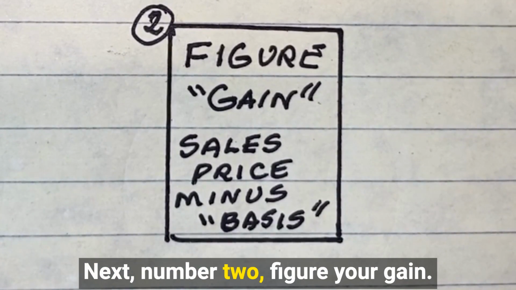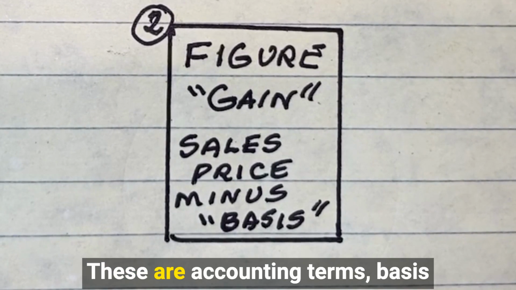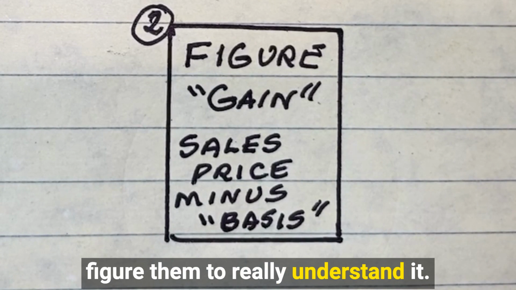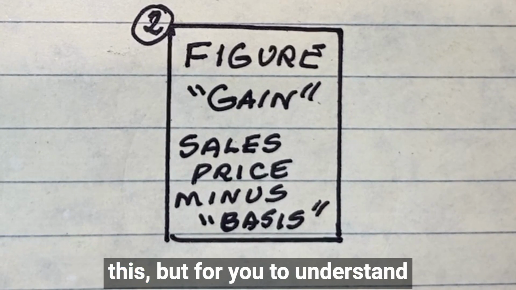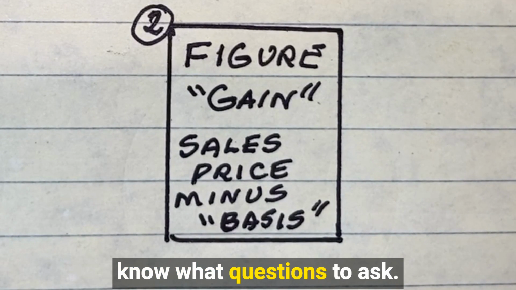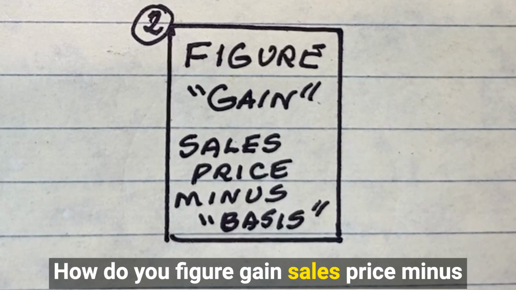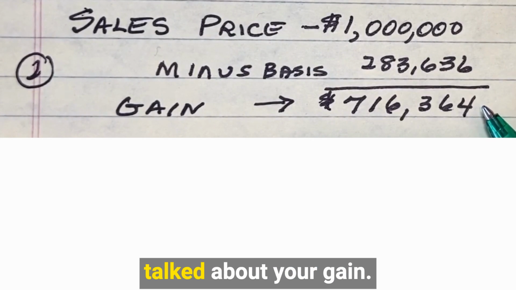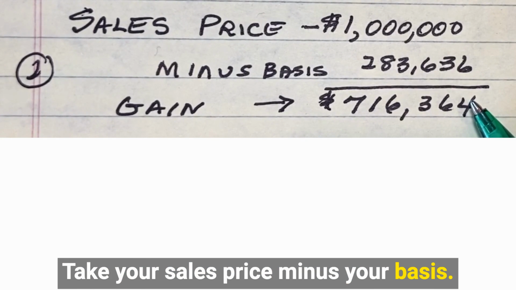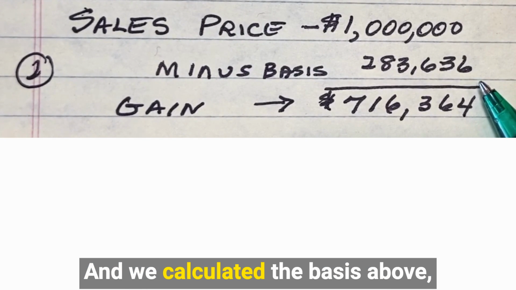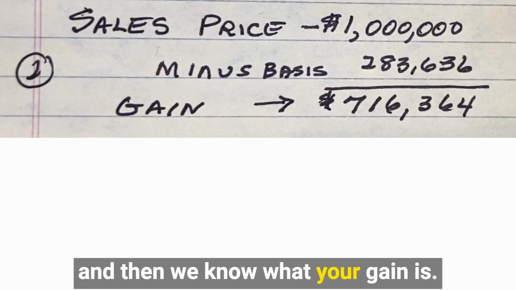Next, number two, figure your gain. These are accounting terms, basis and gains, and so we have to figure them to really understand it. And your accountant will understand this, but for you to understand it first is very valuable so you know what questions to ask. How do you figure gain? Sales price minus your basis that we had in number one. Number two above, we talked about your gain. Take your sales price minus your basis. In this example, we used a sales price of $1 million, and we calculated the basis above, and then we know what your gain is.